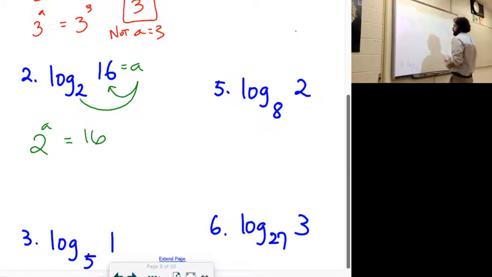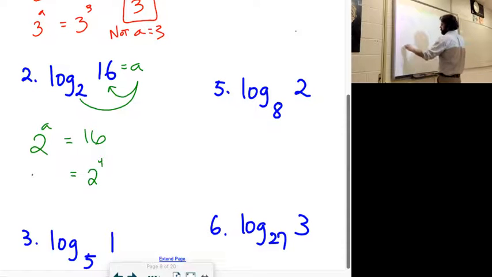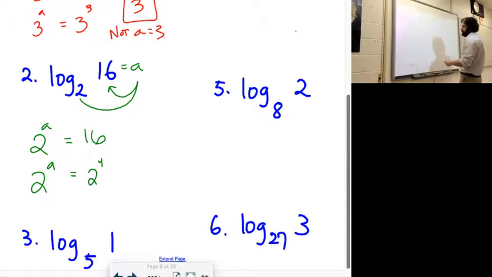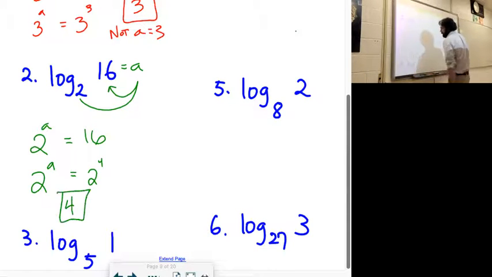I know I can rewrite 16 in base 2, right? 2 to the 4th is equal to 16. So this is 2 to the a equals 16. Therefore, my exponents must be equal. So a must equal 4. So the answer to this question is just 4. It's not a equals 4.